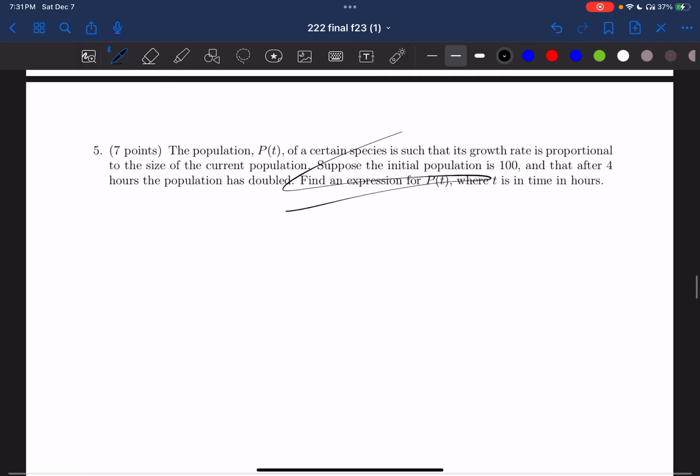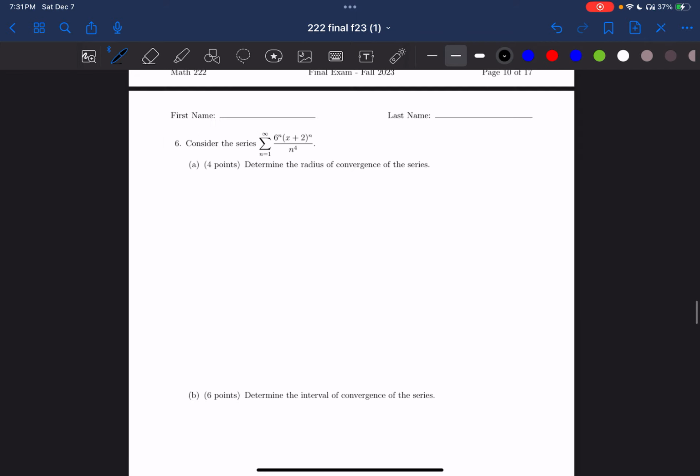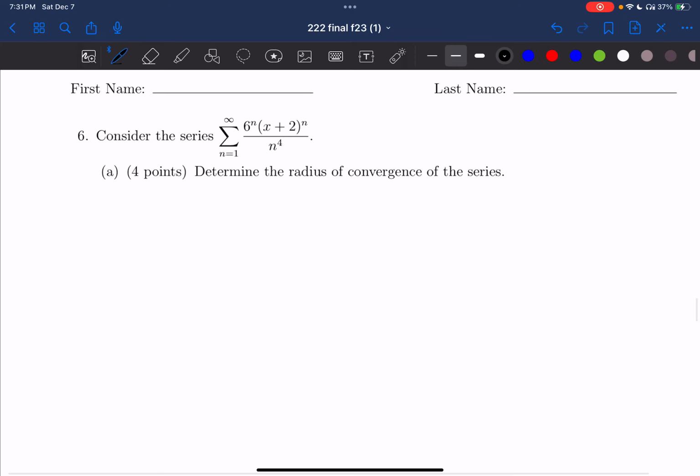This question won't be on the midterm, so we don't need to do this one. Consider the series this. Okay, determine the radius. This is a very basic thing that pops up on literally every single test. It's just a ratio test.